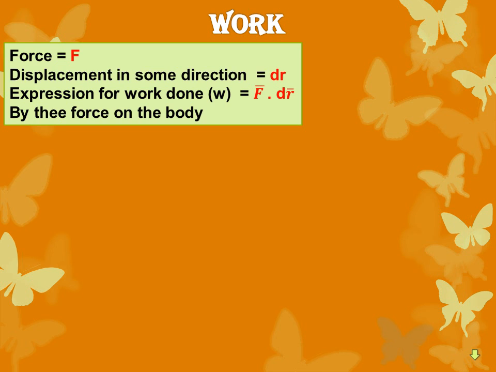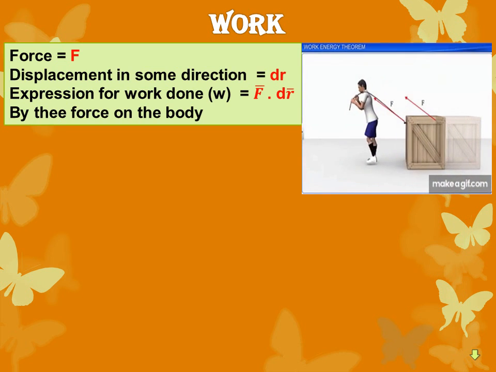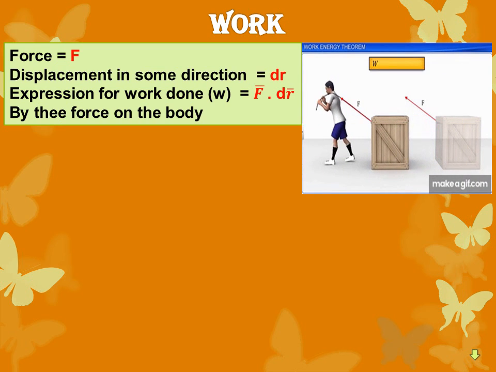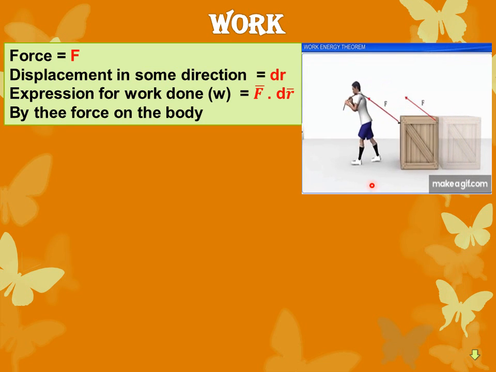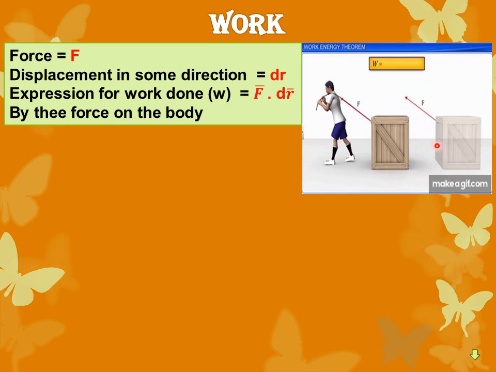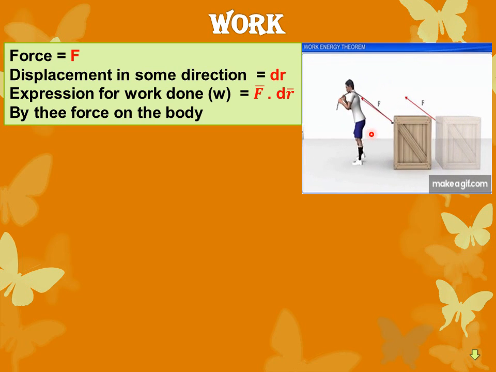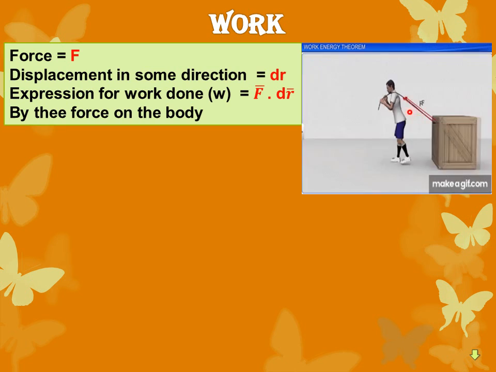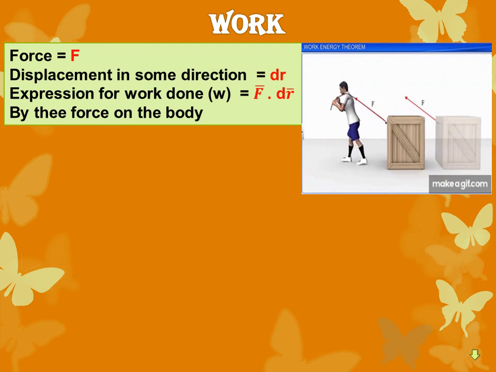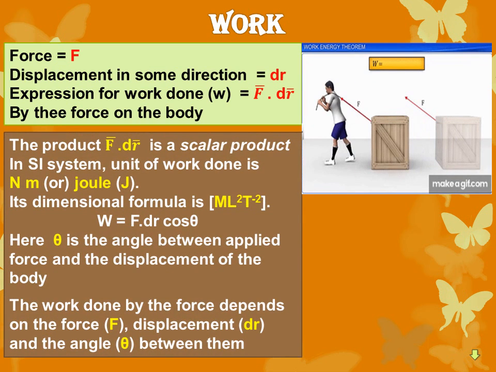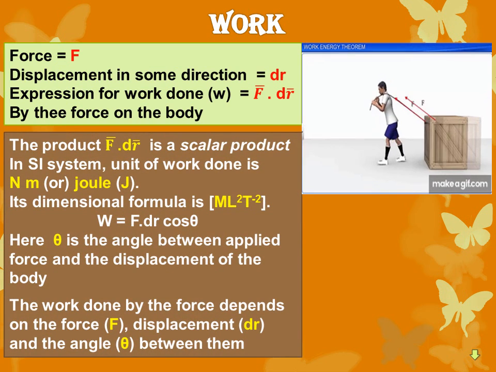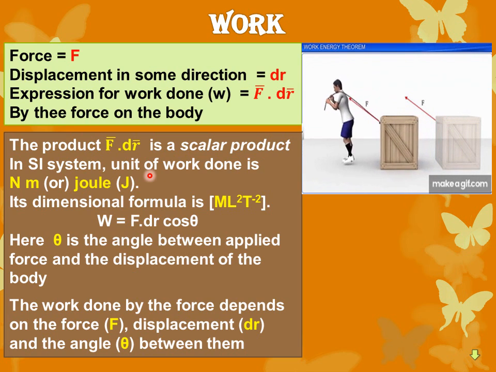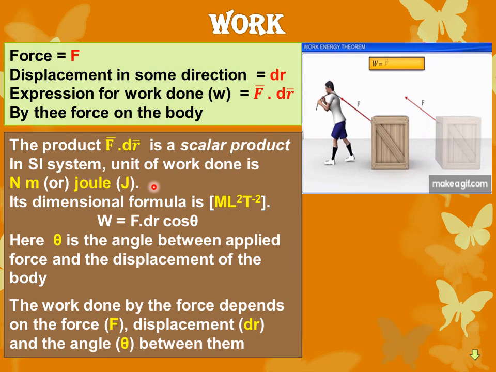Work is said to be done by the force when the force is applied on a body and it displaces it. See, here you can see the person is displacing an object or a body through a certain distance. This is called the displacement dr, and the total work done is equal to F into dr. Here you can see some angle, but we will see about this angle in another picture. The product of F dot dr is a scalar product. In the SI system, the unit of work done is Nm or joule, J.